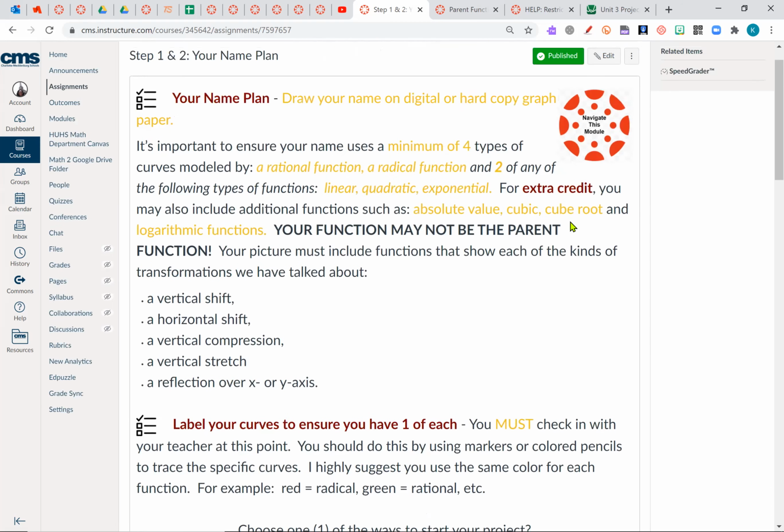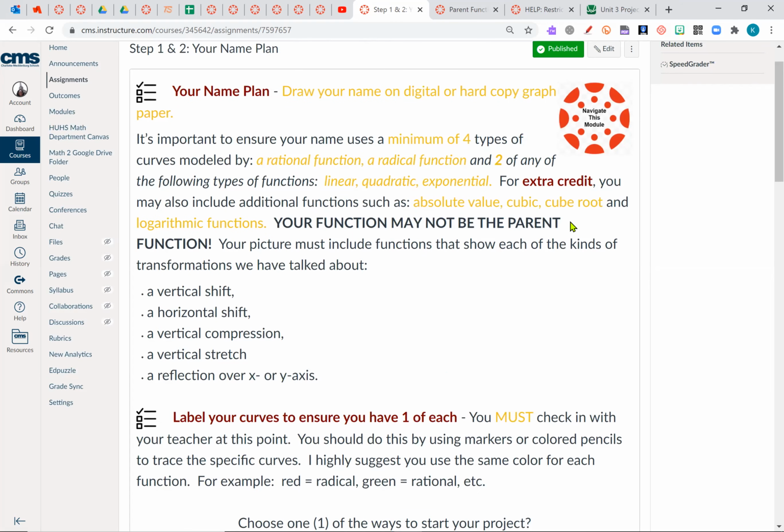All right. So it's important to ensure your name uses a minimum of 4 types of curves modeled by a rational function, a radical function, and 2 of any other types of functions. So a linear, quadratic, or an exponential. Let's take a moment to see what those functions look like.